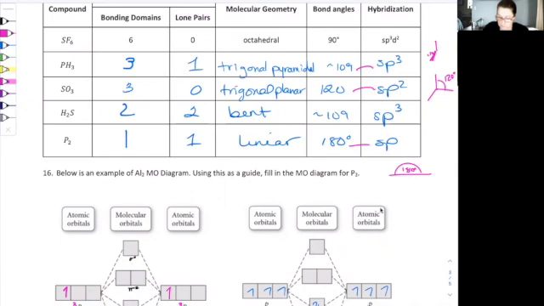Oops, sorry, that should be a little bit nicer here. So the wedge means it's coming out at you, and dashes mean it's going away from you. Okay. And the bond angles here are 109.